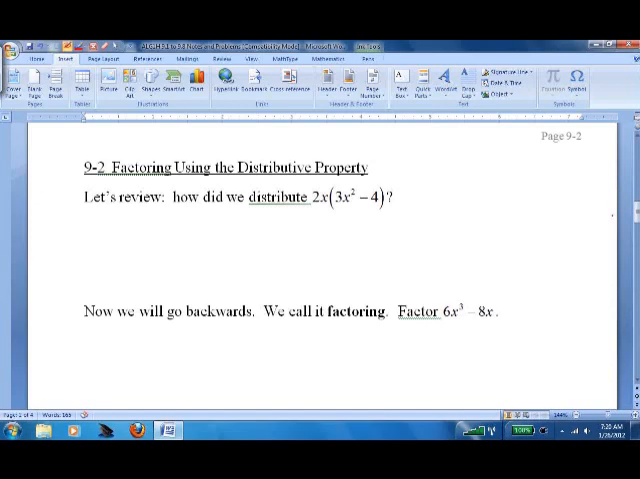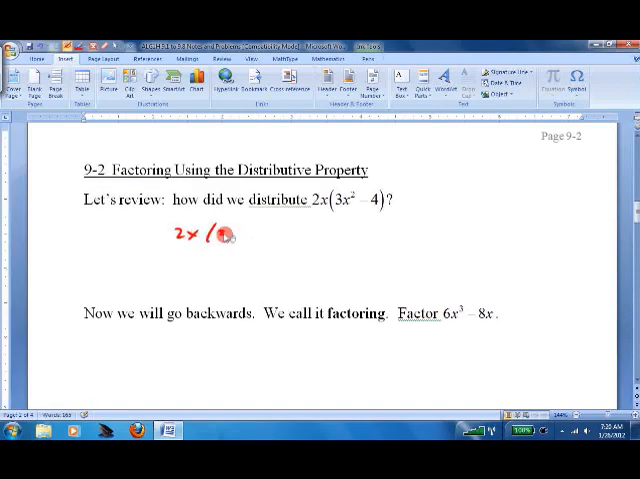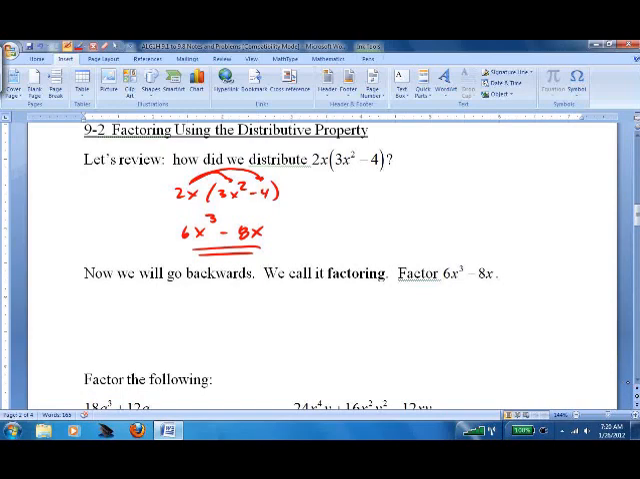We're going to back up and look at the distributive property, which we've done previously. How would we distribute this? Well, we'd multiply the first term. The numbers are 6, variables x to the third. And we multiply the second term, where we get -8x. Now we go backwards. We call that factoring. So we have 6x to the third minus 8x.